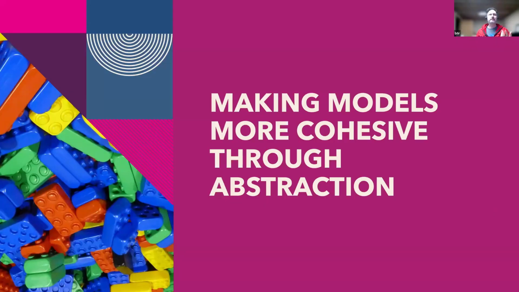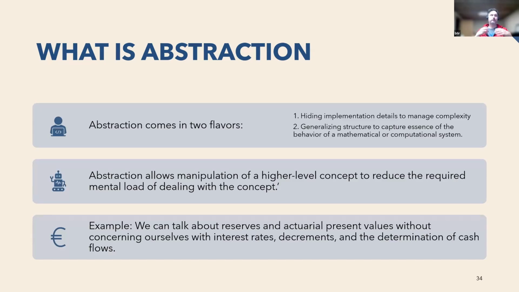So now let's make models more cohesive through abstraction. Abstraction comes in two flavors. It comes in hiding implementation details to manage complexity, and then generalizing those details. And the key here that is important is information hiding. So when you talk about things in abstraction, for example, if we talk back about the present value of a cash flow, you can say, I have a cash flow, I have a decrement, and I have some type of discount. Right?